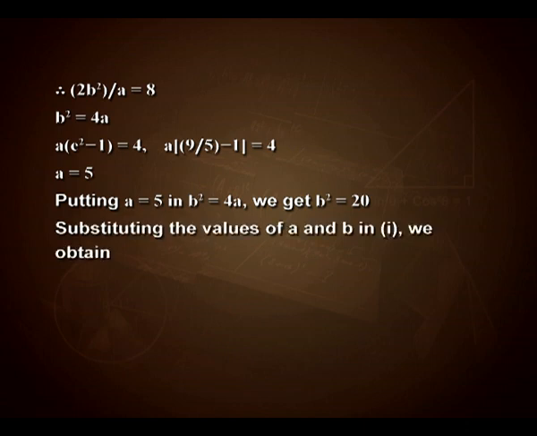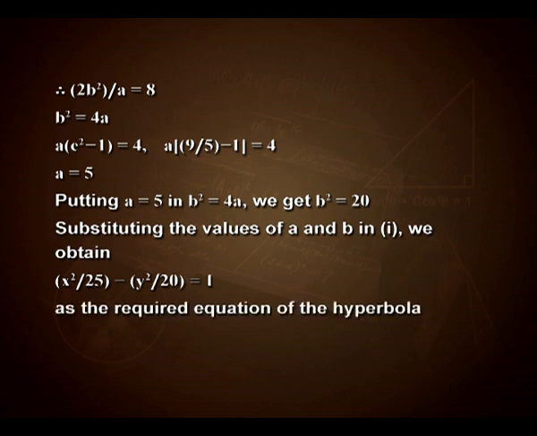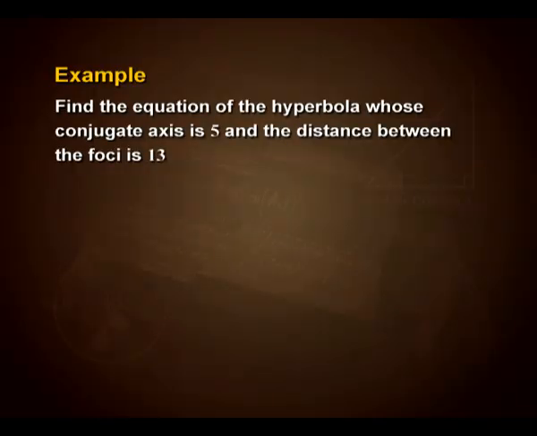Substituting the values of a and b in equation number 1, we obtain x square upon 25 minus y square upon 20 is equal to 1 as the required equation of the hyperbola. Here we have one more example for you. Find the equation of the hyperbola whose conjugate axis is 5 and the distance between the foci is 13.